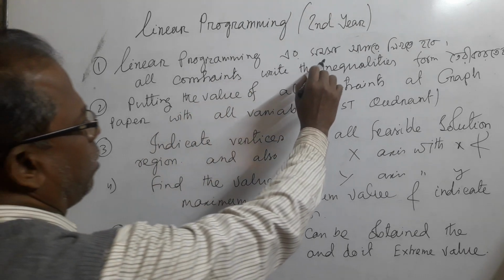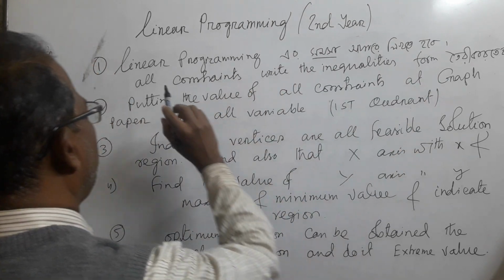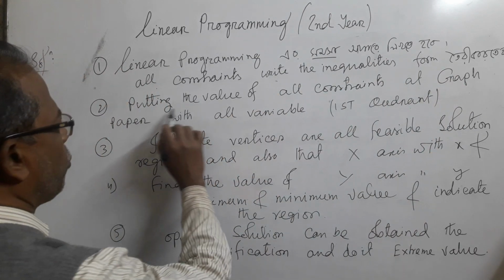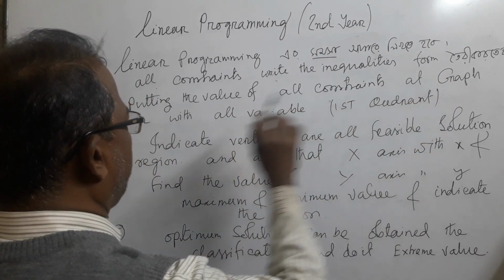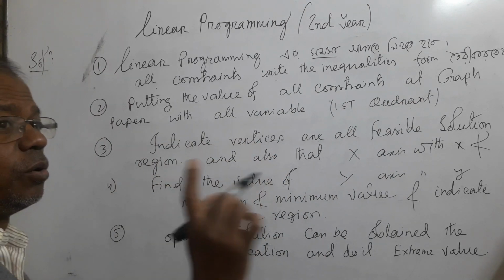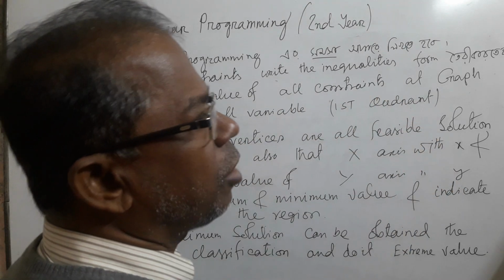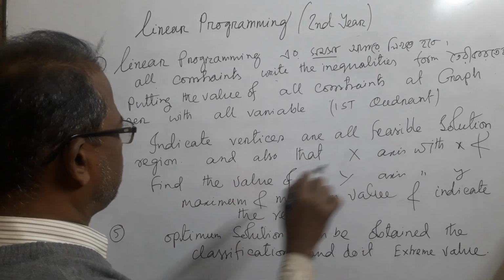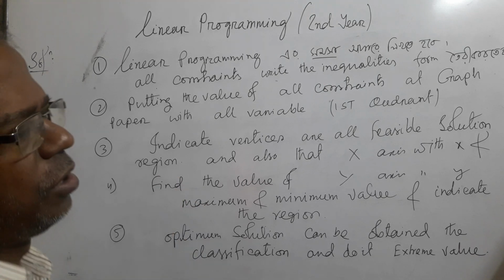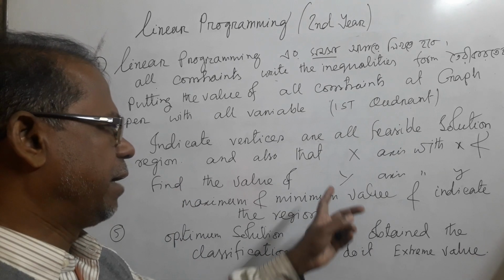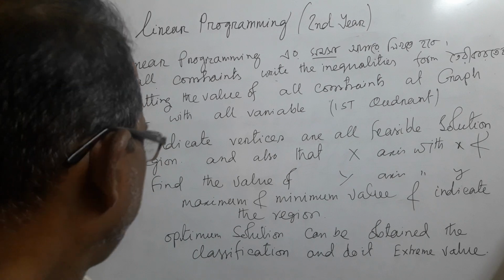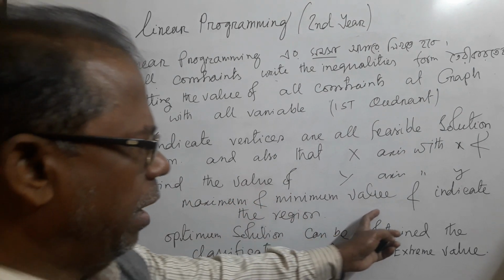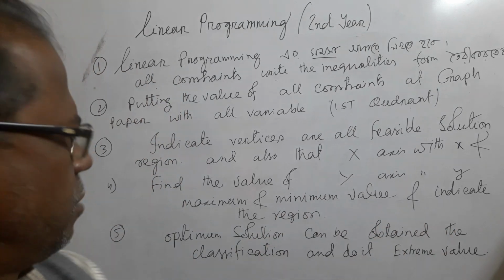Find the linear programming problem and write all constraints in inequality form. Second, putting the values of all constraints on graph paper with all variables in the first quadrant. Thirdly, indicate the vertices of the feasible solution region, with x-axis as x and y-axis as y. Then find the maximum and minimum values and indicate the region.